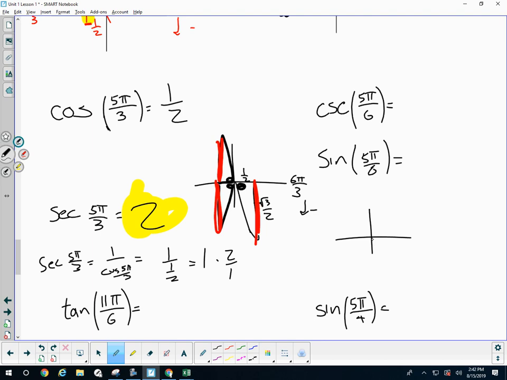5 pi over 6 is here. It creates a 30-degree angle, which is a shorter 30, 60, 90 triangle. It's got a positive vertical length, but a negative horizontal length. The vertical length is shorter because it's the short 30, 60, 90 triangle. Sine is opposite. We are always talking about this angle. Opposite is always the vertical side distance. This is why this is 1/2. This is why this is 2.